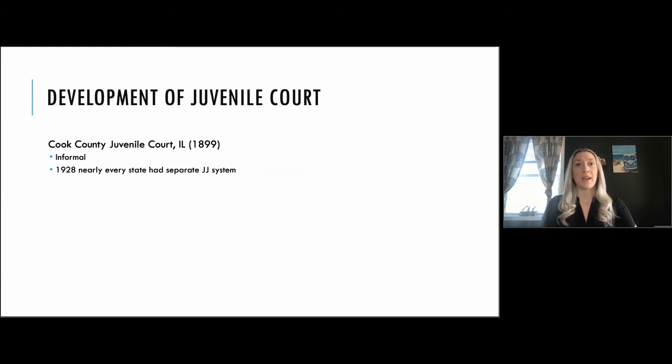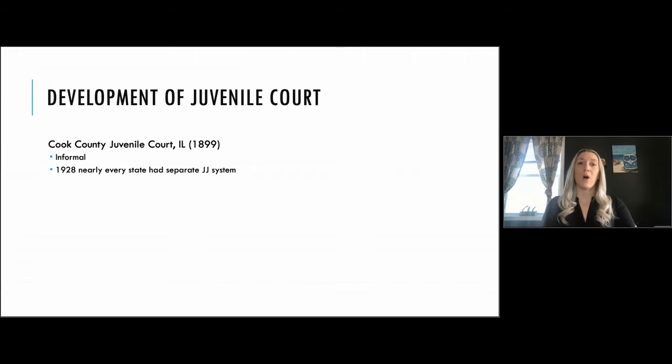Both the hearings and any records were kept confidential. And proof of criminality was actually not needed for the youth to be able to receive court services, which we also see today in the Office of Children and Youth, which we'll talk about in a later chapter.